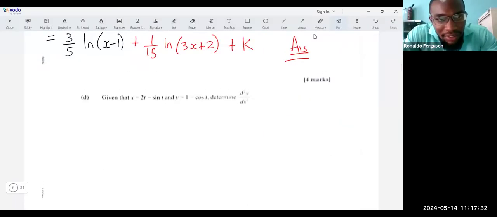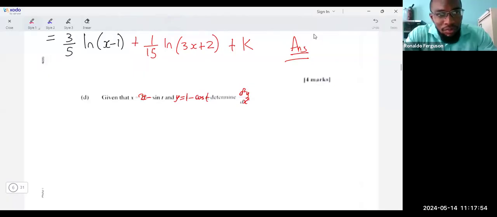Given that x equals 2t minus sine t, and y equals 1 minus cos t, determine d2y by dx squared. So they need the second derivative. For the second derivative, first you have to find dy dx. So first, before we find dy dx, let's find dx dt.